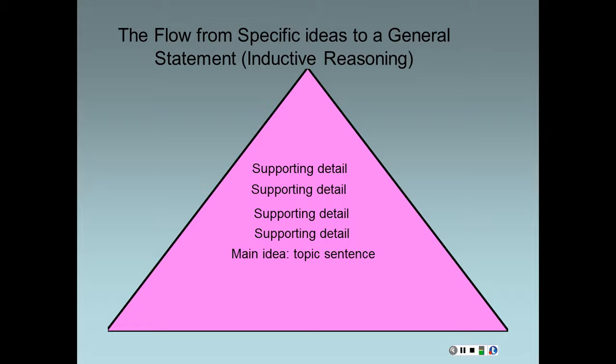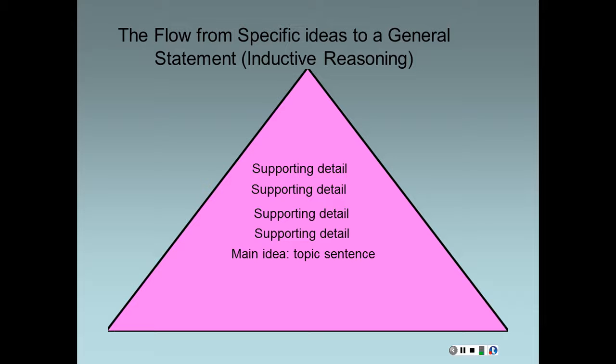Sometimes an author waits until the end of the paragraph to state the topic sentence and main idea. This approach can be very effective because it allows the details to build up to the main idea. The pattern is sometimes called climactic order. The flow of ideas is known as inductive because the author's thoughts move from specific supporting details to general, the topic sentence. Inductive reasoning is the process of arriving at a general understanding based on specific details.